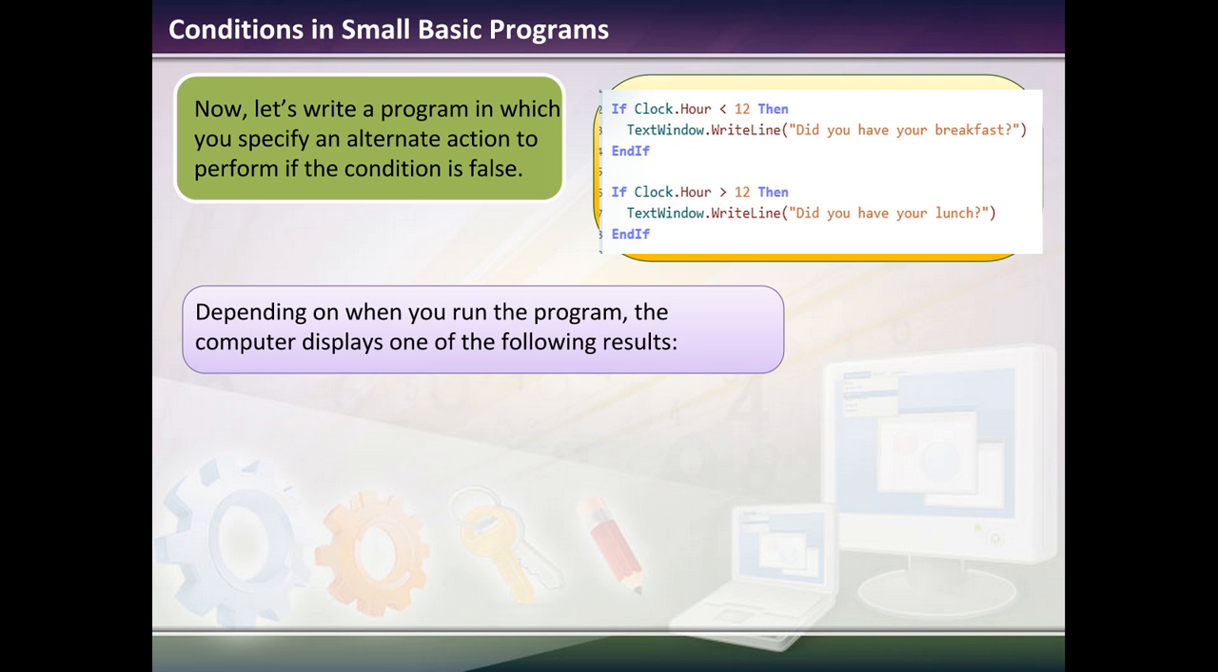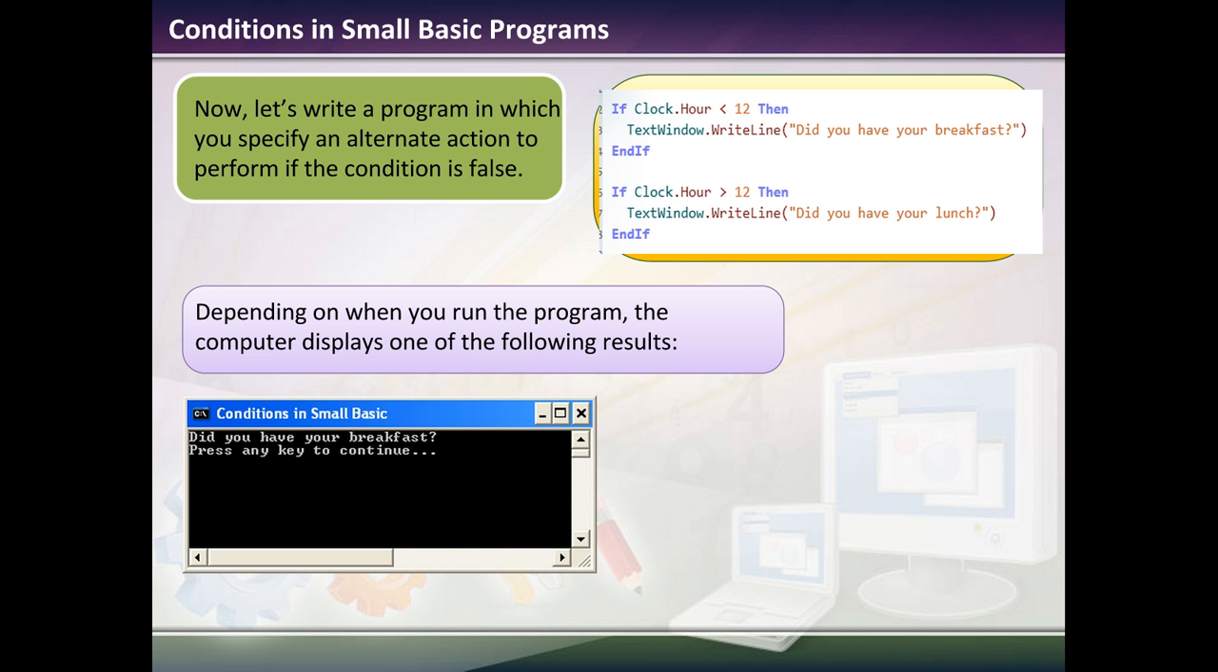So now same kind of thing, but we're going to give it two options. In this next program, we have an alternate action to perform if the condition is false. What this is saying is if the clock hour is less than 12, then write, did you have breakfast? If that's not true, it just goes on to the next line, which is end if, and that closes out this if-then statement. And it says if the clock hour is greater than 12, which means it would be afternoon, then print in your text window, WriteLine, did you have lunch, end if.